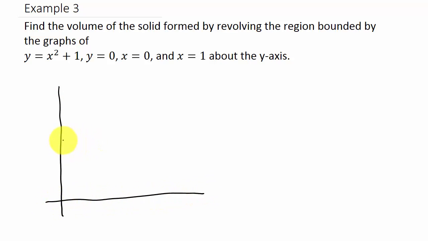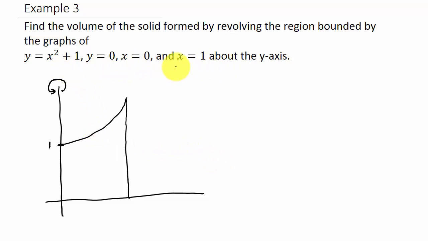Alright, so if we're here at 1, that would be y equals 1. And so this is a parabola that opens upward. And then we can draw the line x equals 1. Okay. Alright, so the graph's going to look something like this. And we're revolving it about the y-axis.